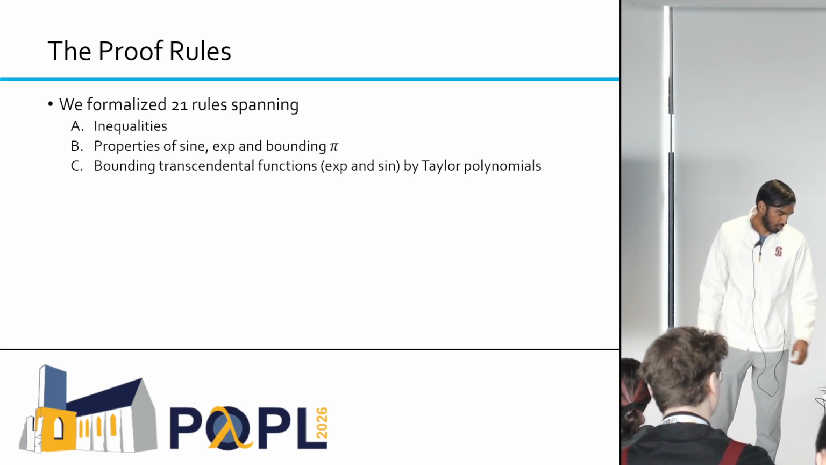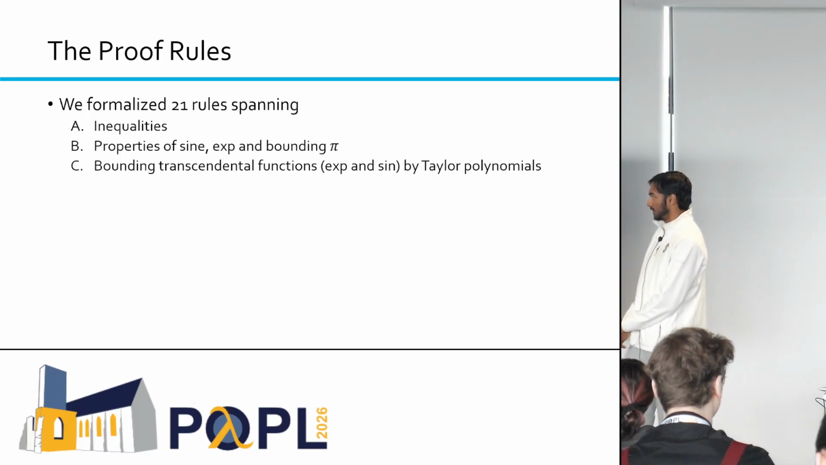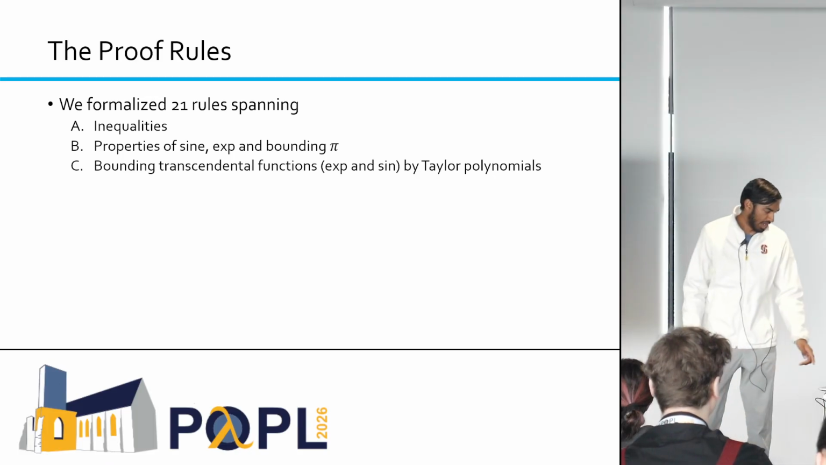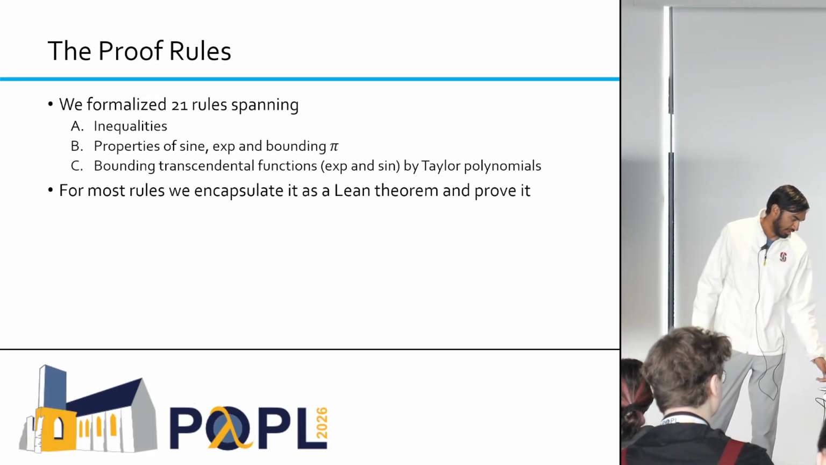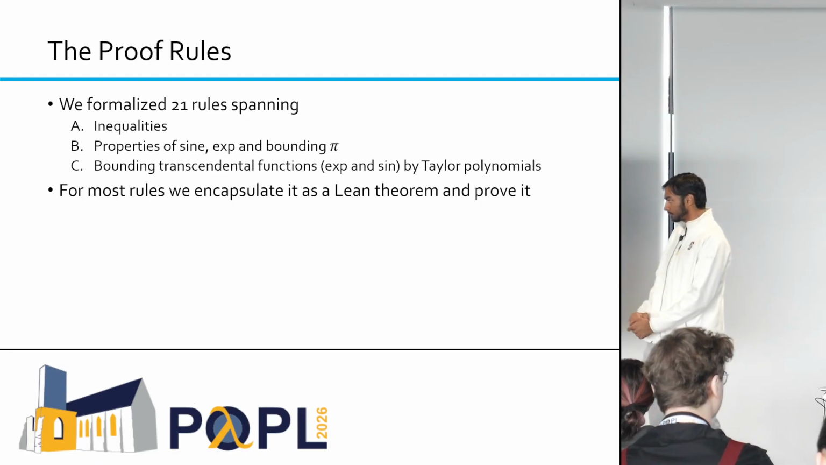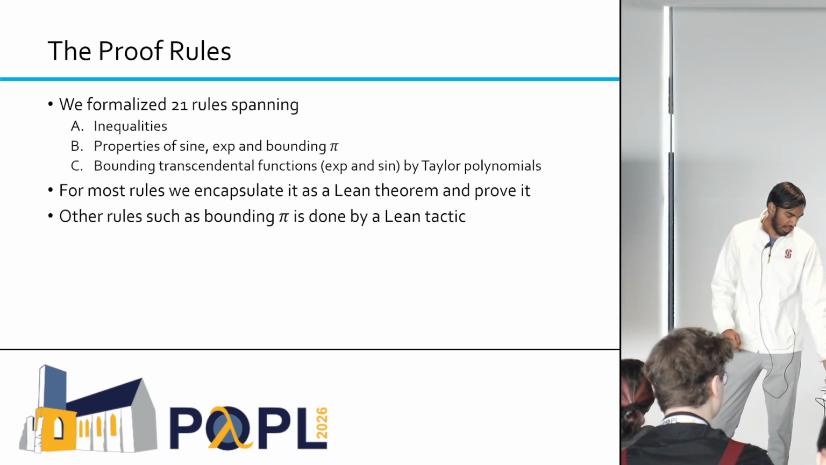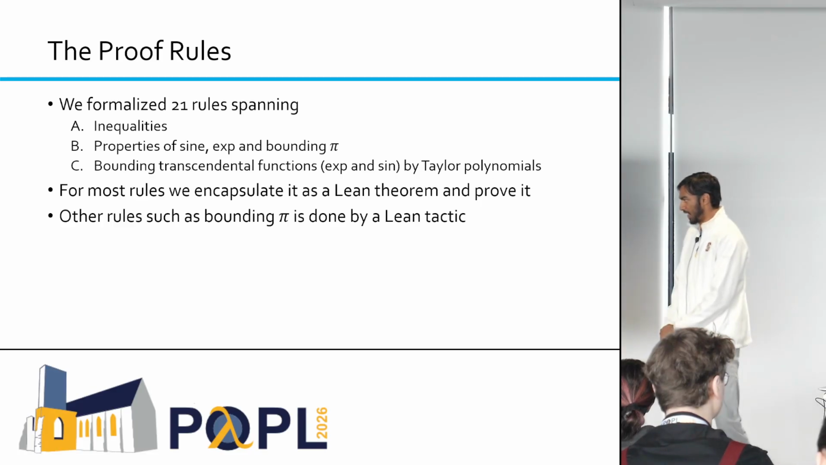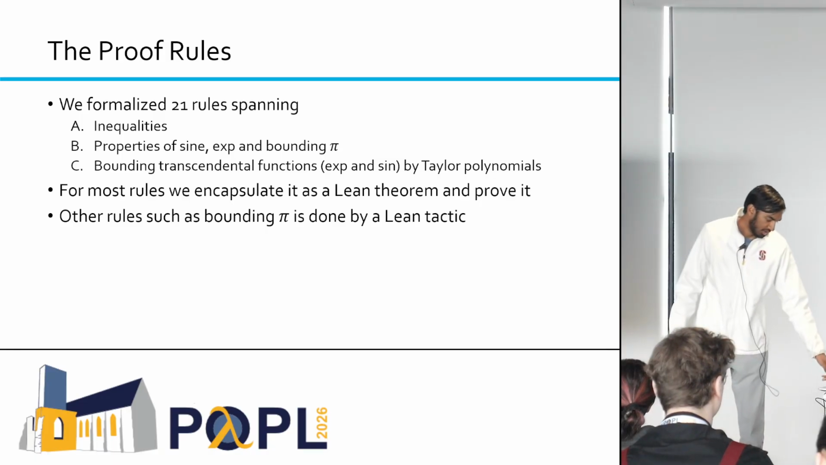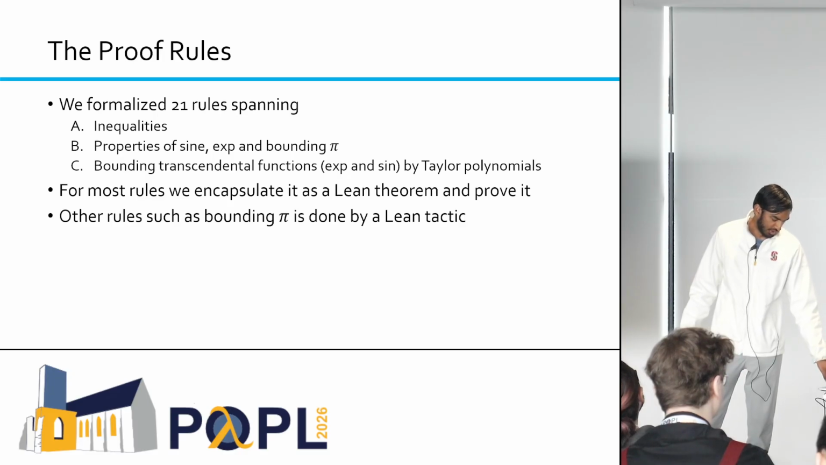So now let's talk about the proof rules. There are 21 of these rules, and we could put them into 3 broad categories: inequalities, properties of sine and exp and bounding pi, so trigonometric, and finally bounding transcendental functions using Taylor polynomials. For most rules, we prove a Lean theorem that encapsulates the rule. But for some other rules, we write a tactic. For example, there's a rule that bounds pi, and we have a Lean tactic that does this. So let's go over each of these categories one by one.